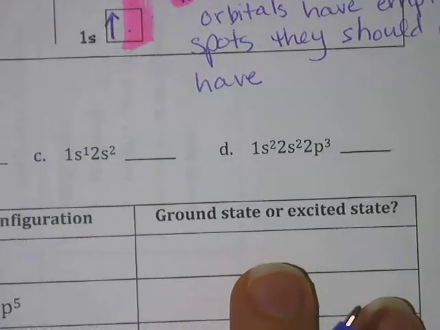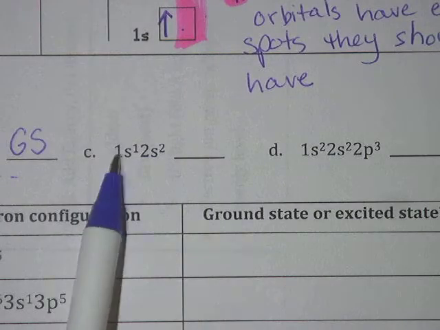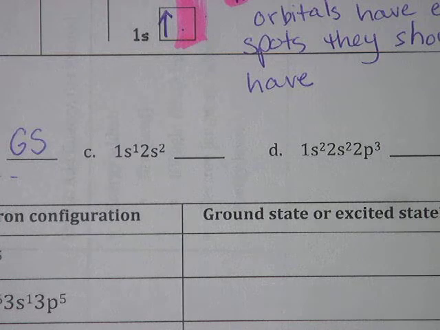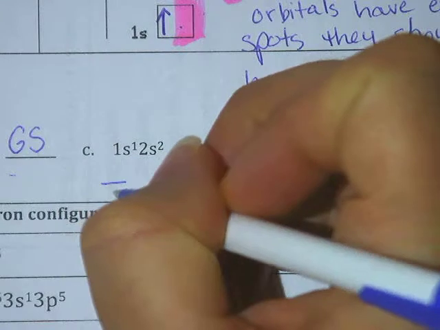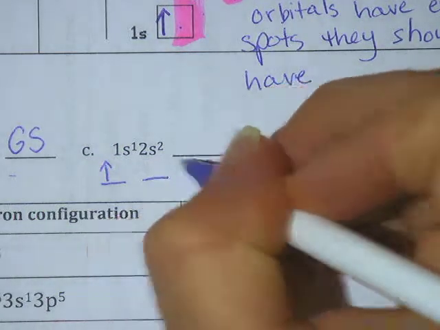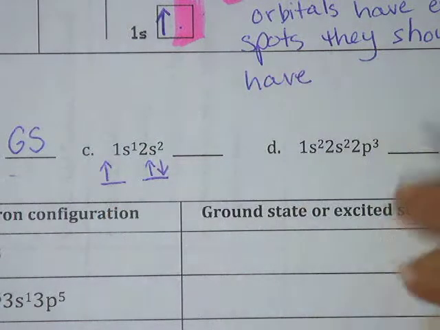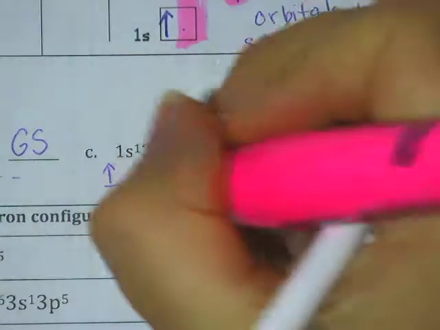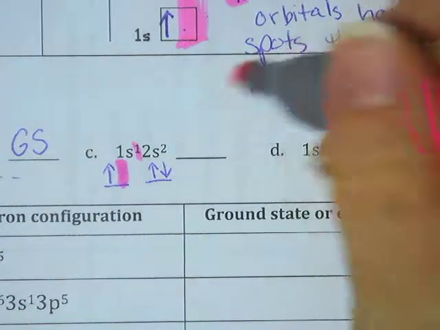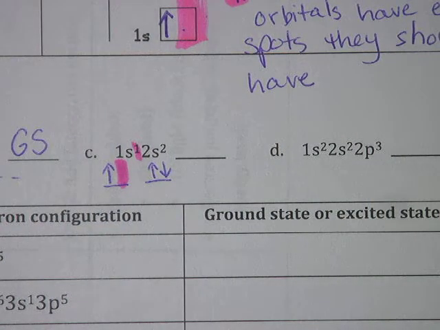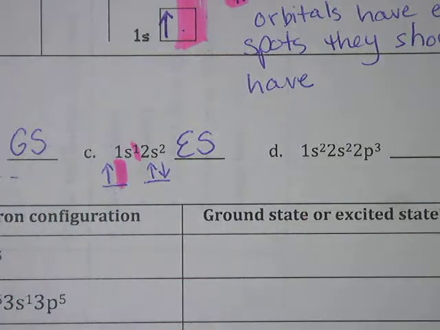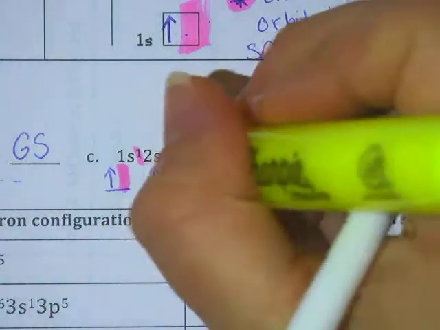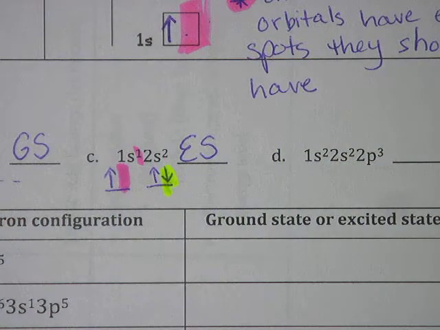Let's look at part C, 1s1, 2s2. Again, if we think about whether or not these orbitals are full, the s always has one orbital, but they've only got one electron in there, and then they move on to 2s. So there is an empty spot here that shouldn't be empty if you're moving on, which tells me this is excited state. And one of these electrons is too high energy. It shouldn't be there. It should be lower down.